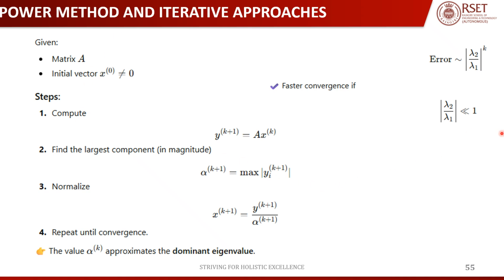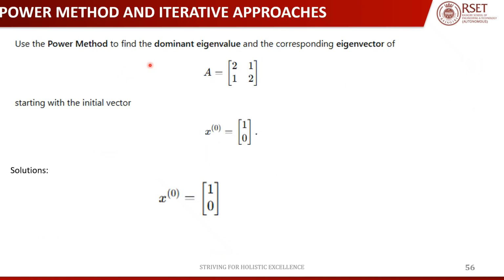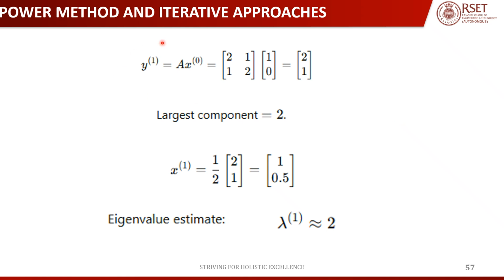Now let's try this problem: using the power method to find the dominant eigenvalue and the corresponding eigenvector of a given matrix, starting with the initial vector. You are given the initial vector x0 equal to (1, 0). In the first step, we consider the initial given vector x0, which is (1, 0). Now we'll find y1. y1 is equal to A x0. We have the matrix A and we have x0, so we multiply them. This will be 2 into 1 plus 1 into 0, which is 2, and here you have 1. So y1 is (2, 1).